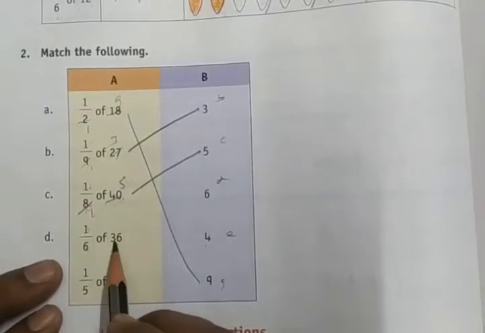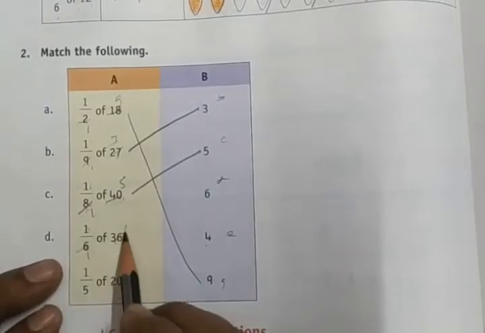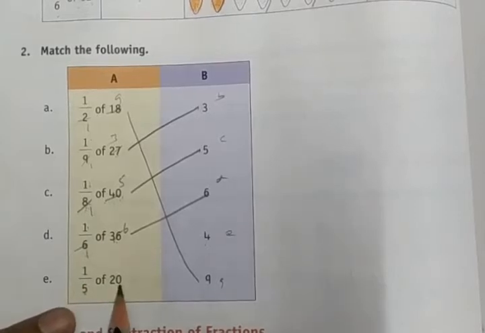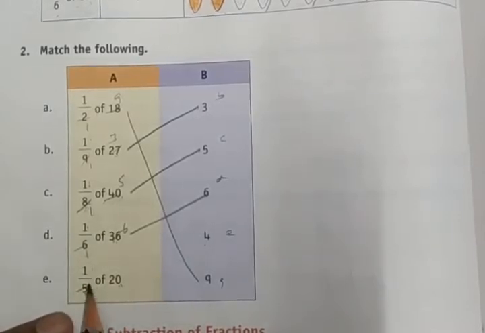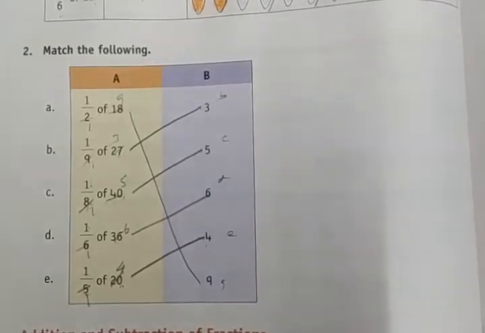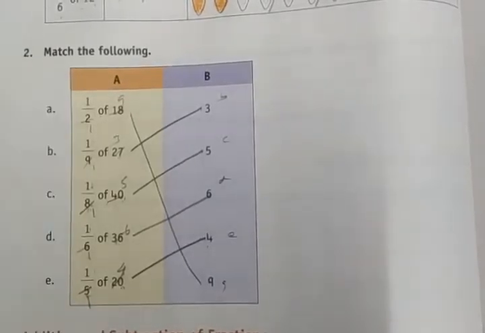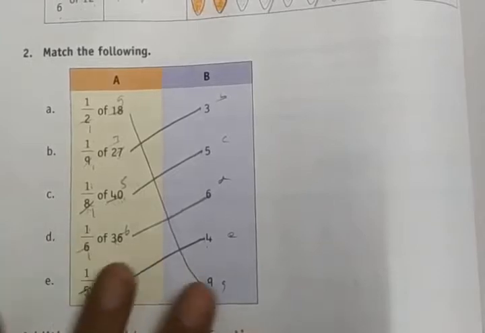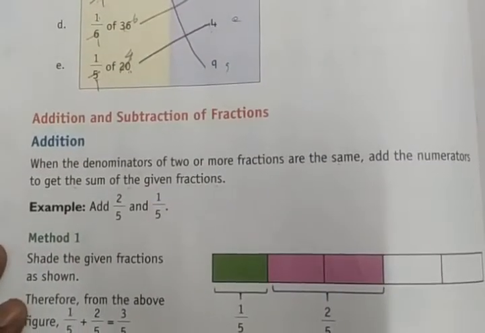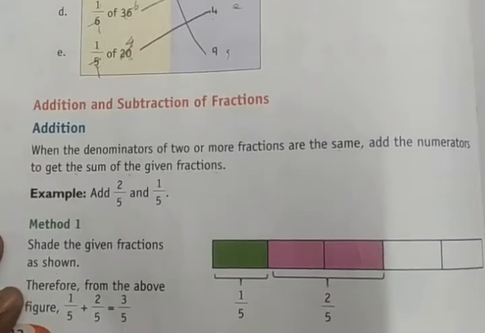1 by 6 of 36. 6 ones are 6, 6 sixes are 36. Where is 6? Here it is 6. 1 by 5 of 20. 5 ones are 5, 5 fours are 20. Where is the 4? Here is the 4. So this is how we have to make the match. First we have to solve this, then the answer you have to match with. That's it. Okay. Then addition and subtraction of fractions.